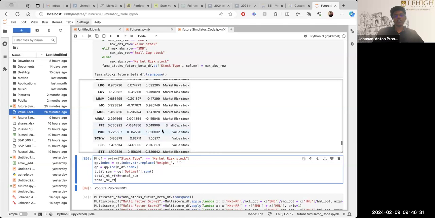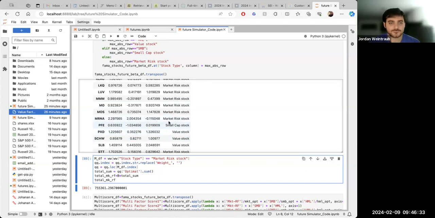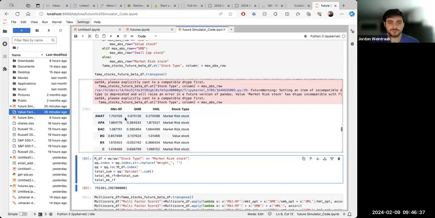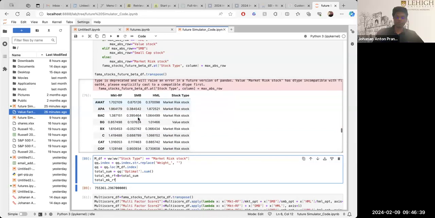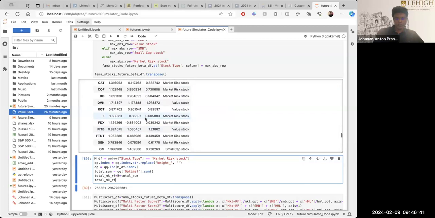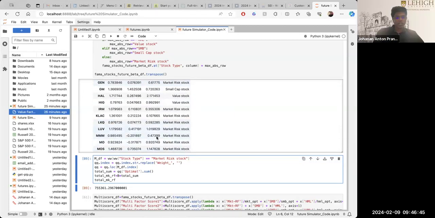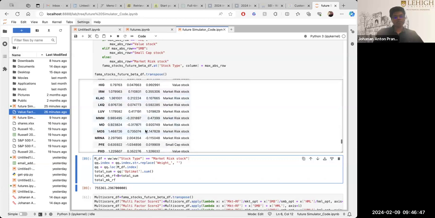So what are these figures right here? The figures here are the factor exposure of each of the equities in the portfolio. It's a result of a multiple linear regression. Okay, awesome. So that's what we got here, and then we found that there are some overlaps between some of the factors for some of the equities.